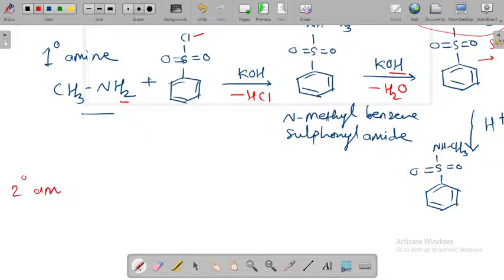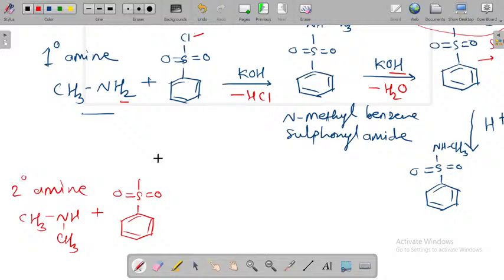Secondary amine. How is a secondary amine written? That is, this is CH3 NH CH3. This, on reaction with benzene sulfonyl chloride, S double bond O Cl.